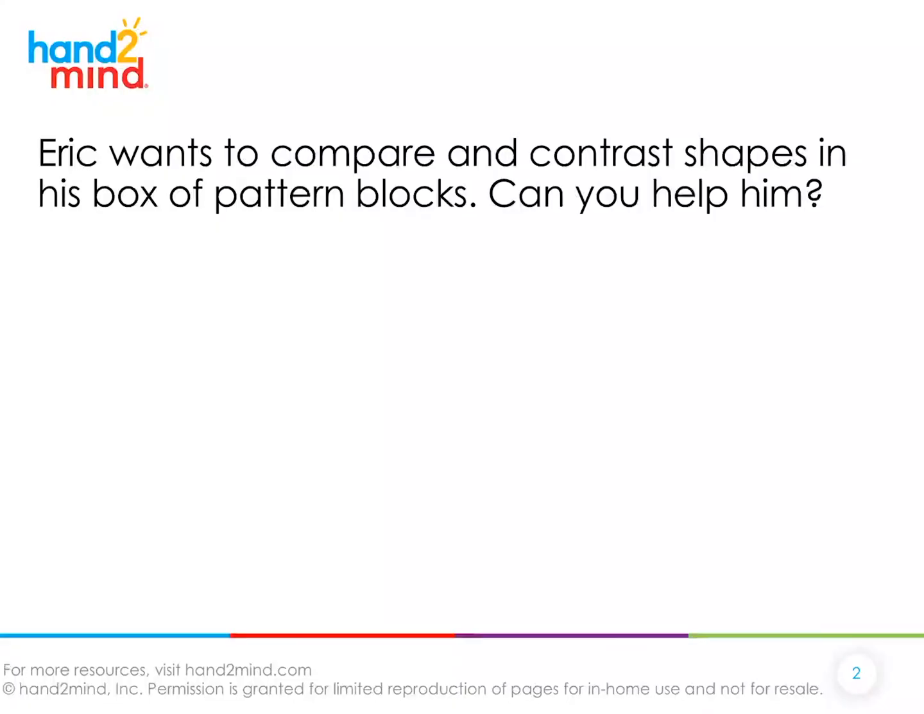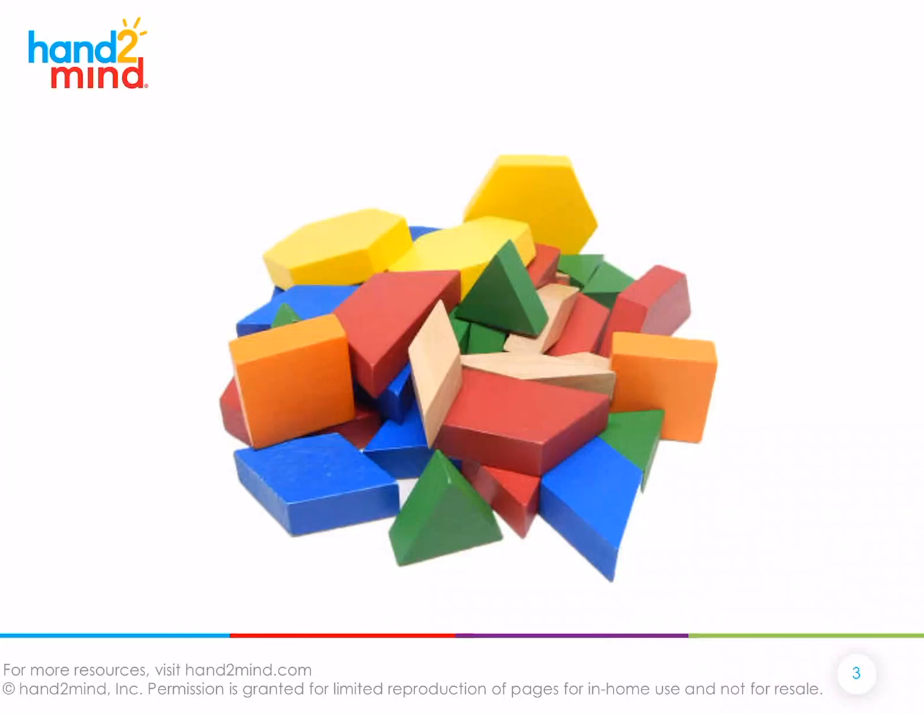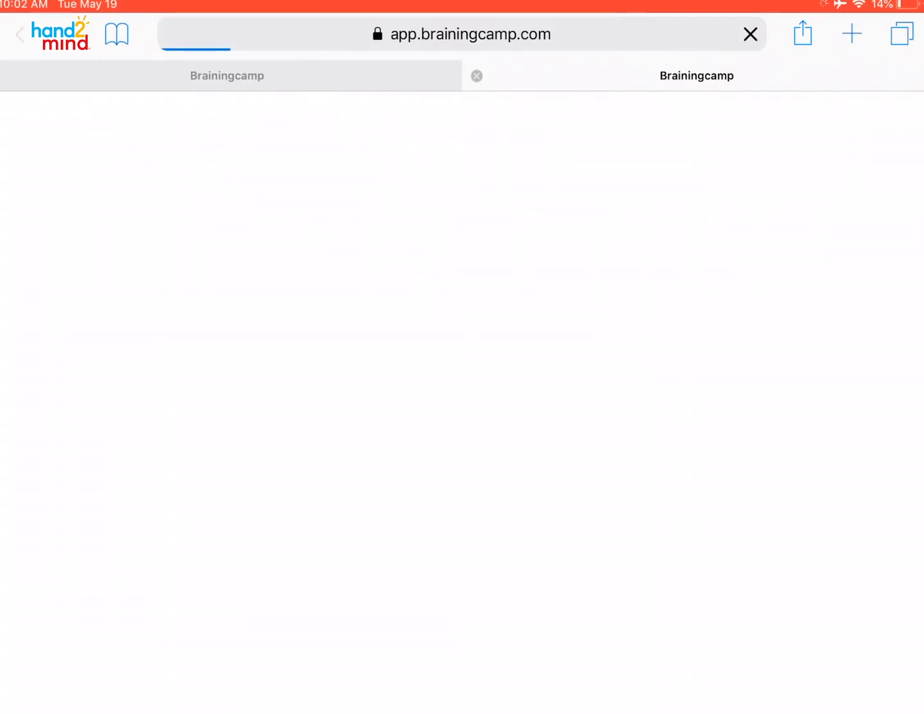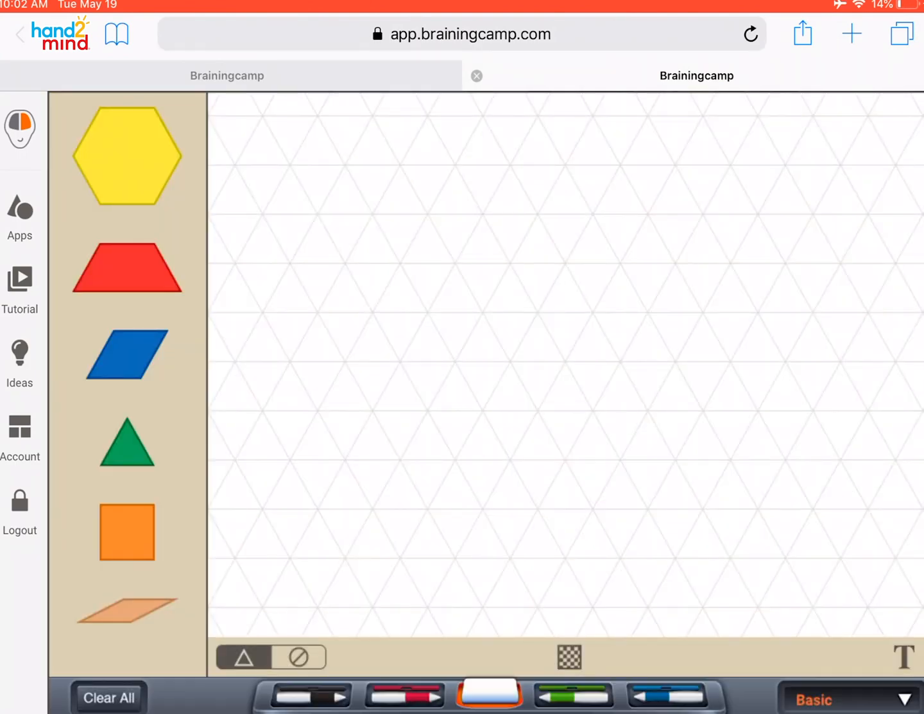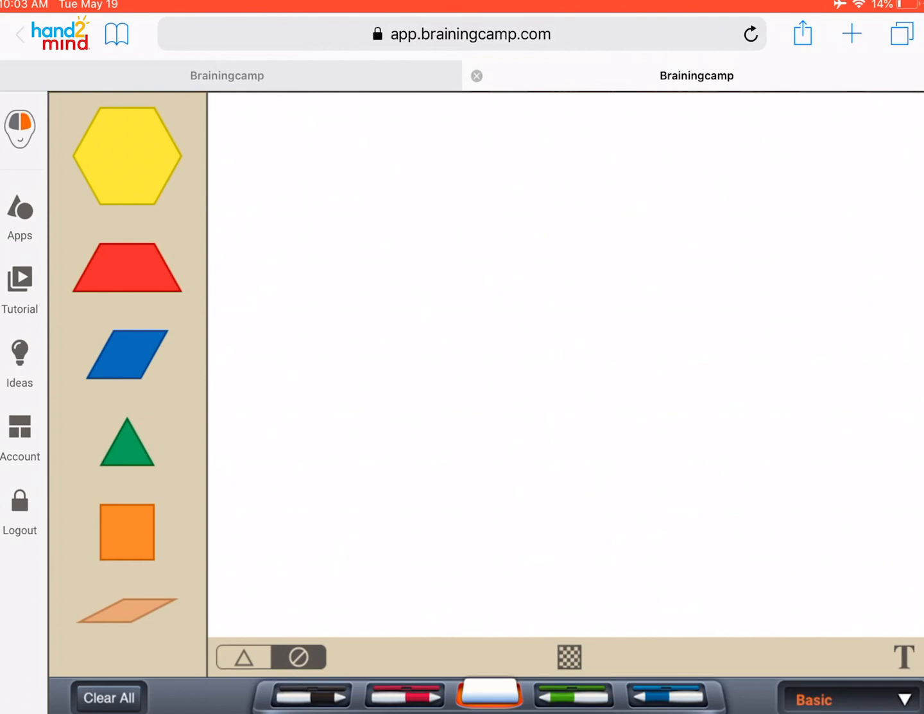Our first problem says, Eric wants to compare and contrast the shapes in his box of pattern blocks. Can you help him? So in order to help Eric sort by comparing and contrasting his polygons, we are going to go to the Braining Camp app. So if you can, please join me there. Or maybe you might have pattern blocks at home that you can use to sort as well. So we are going to sort our pattern blocks, comparing and contrasting them.